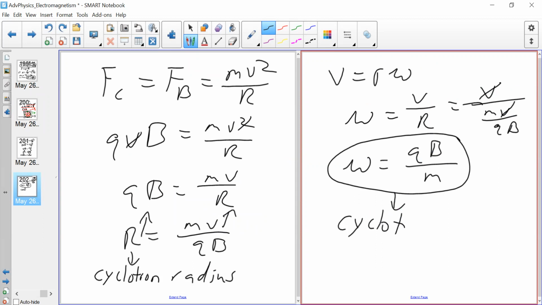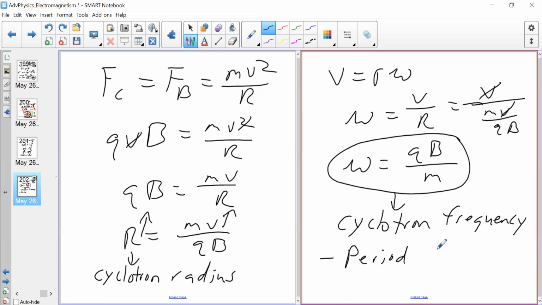cyclotron frequency. Protons with a particular charge in a magnetic field, with a particular mass, will always have this frequency. I want to increase the frequency, increase the field. Send you in faster, more frequent. Now at this point, you're just playing around with physics.